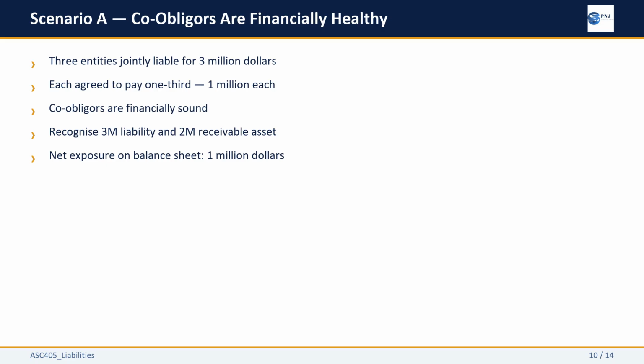Let us walk through the first scenario. Three entities are jointly liable for a $3 million environmental cleanup. Each has agreed to pay 1/3. If all three co-obligors are financially sound and their payment is probable and estimable, you record the full $3 million liability. You also record a $2 million receivable from your co-obligors. Your net balance sheet exposure is $1 million, your agreed share. This is the only scenario where you can net down the gross liability.